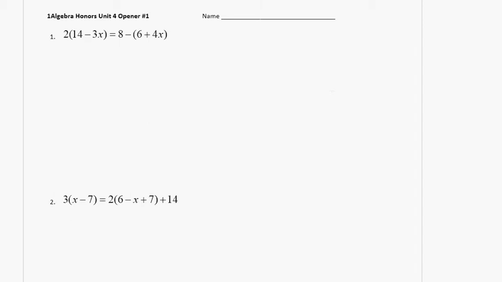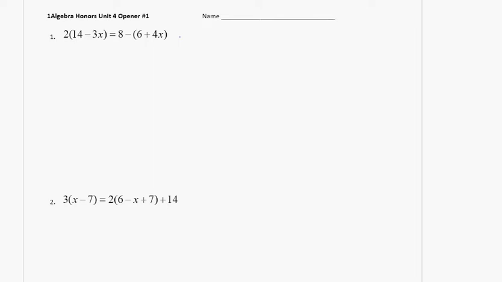Hi, so we're going to work on Unit 4, Opener number 1, where we're working on solving for a single variable in an equation that has a variable on both sides. So you'll notice here in problem 1 we have x's on the left side, but we also have these x's on the right side. So somehow or another we have to get them all on the same side.